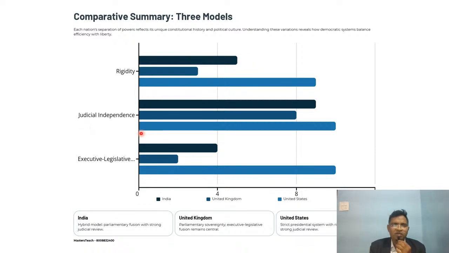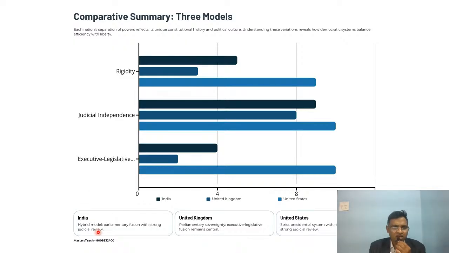Regarding judicial independence, the judiciary has more power compared with the UK, and judicial independence is greater in the US compared with the Indian as well as the UK constitution. Then for executive-legislature relations, the UK is somewhat lacking, whereas India is somewhat better.